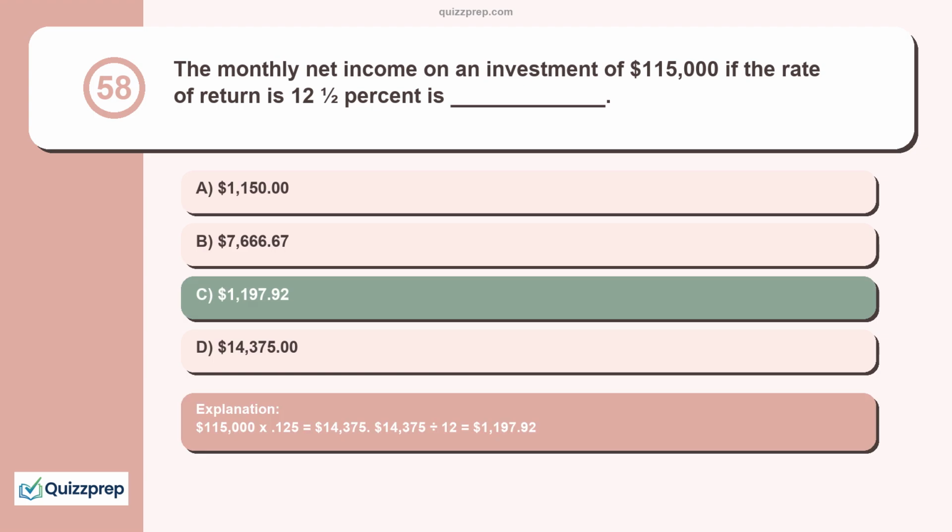$115,000 x 0.125 equals $14,375. $14,375 divided by 12 equals $1,197.92.